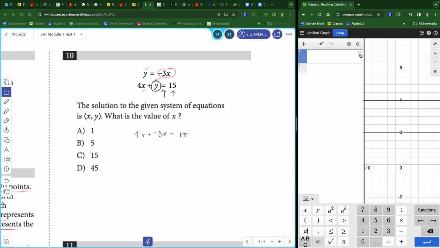Okay, so that's the same equation as this one, but the y's been substituted out. This equation only has x's, and these are like terms. 4 take away 3 is just 1x, so x is 15. And that's our answer.